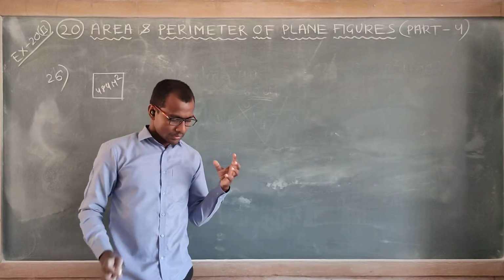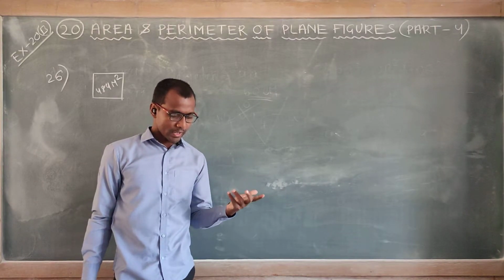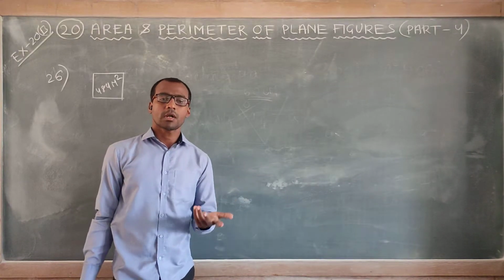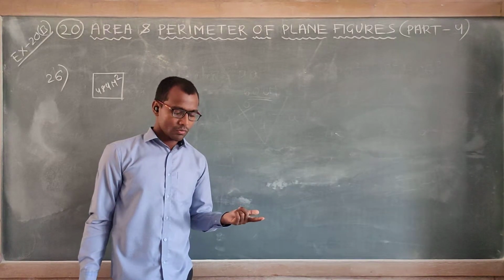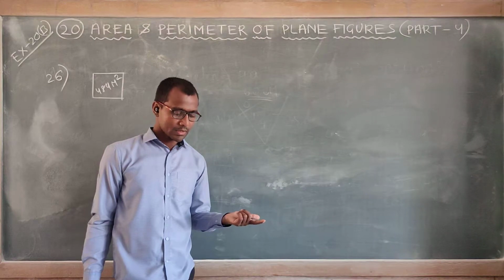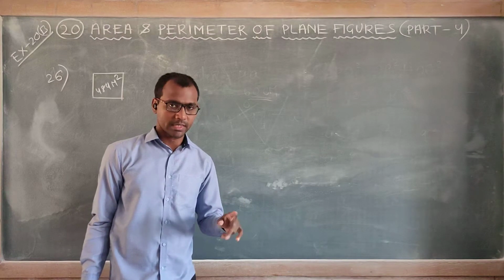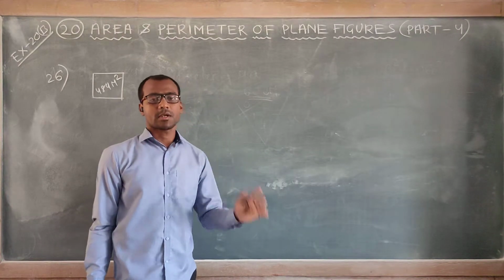Now the same wire will be bent to form an equilateral triangle and we have to find its area. Again the same wire will be bent to form a rectangle whose breadth is 16 meter, and we have to find its area.